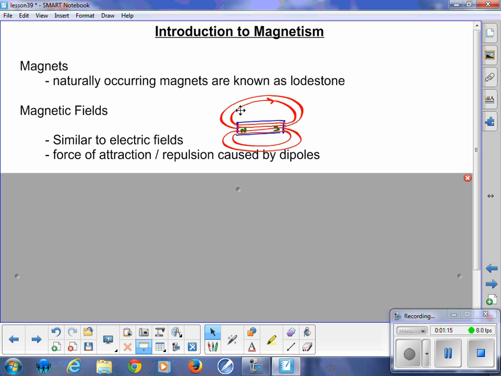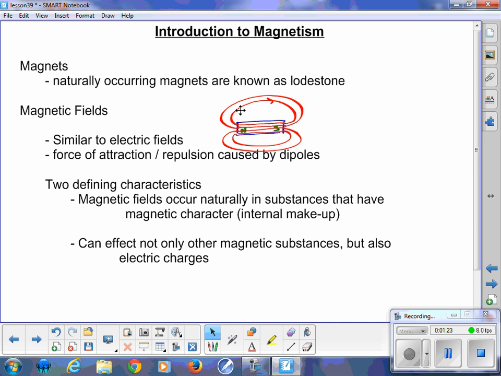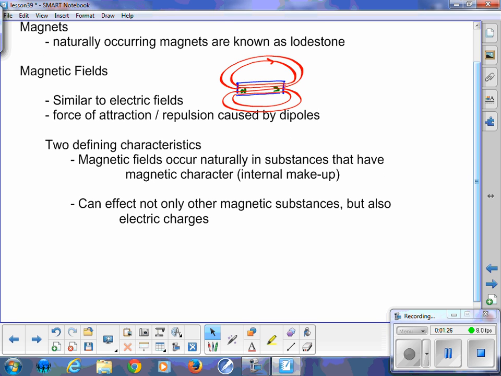Very similar rules to electric fields and gravitational field lines. And we have a force of attraction or repulsion caused by the dipoles on the magnet, and that's the north and south. Two defining characteristics. Magnetic fields occur naturally in substances that have magnetic character or internal makeup, and that's typically only the ores that are involved there. And secondly, they can affect not only other magnetic substances, but also electric charges. So magnetic fields have an influence on the electrical concepts that we were discussing, and we're going to see that in the next day's note.